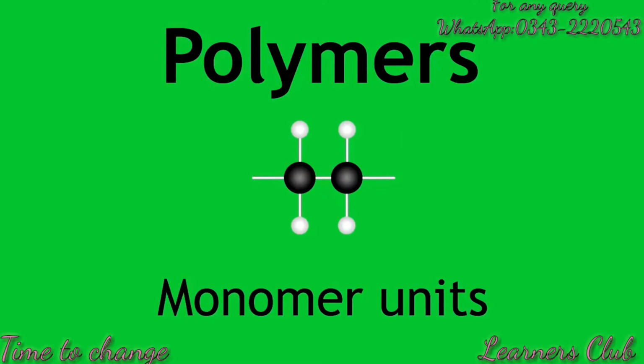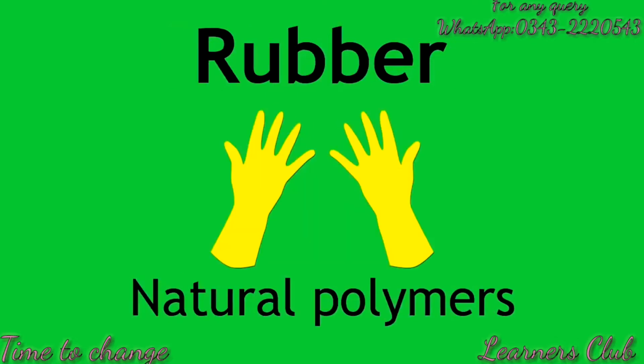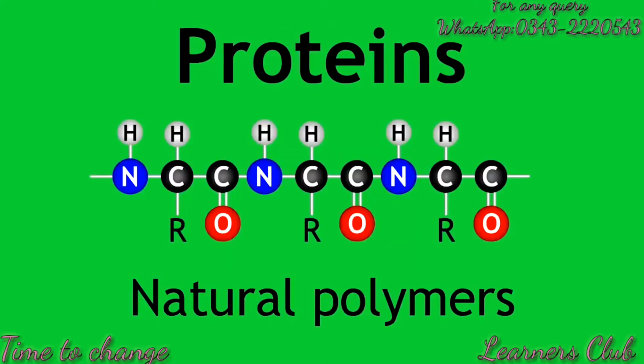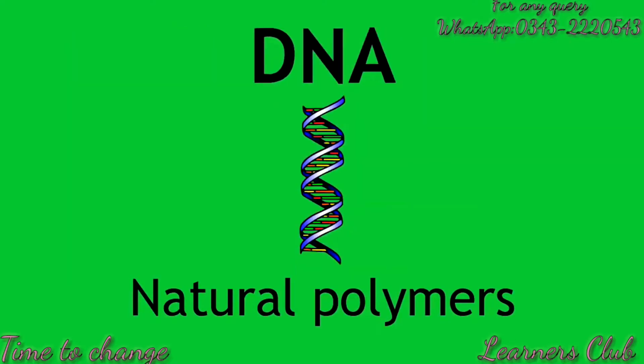There are a number of natural polymers in life, such as rubber, and even in our own body, we have natural polymers such as proteins, carbohydrates, and DNA, to name just a few. We will focus the rest of this tutorial on synthetic polymers.